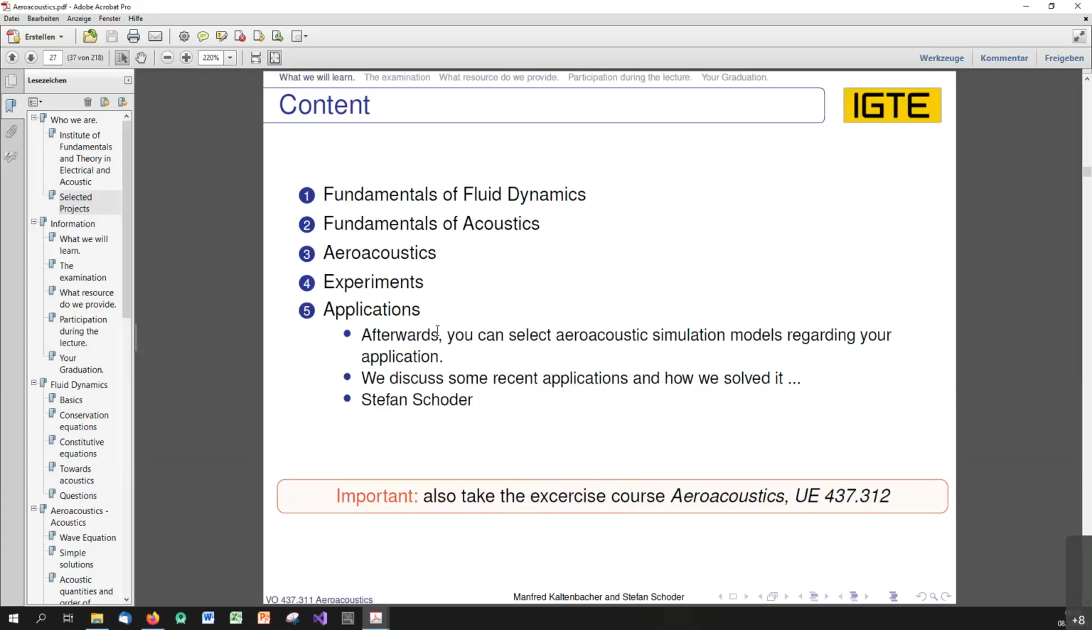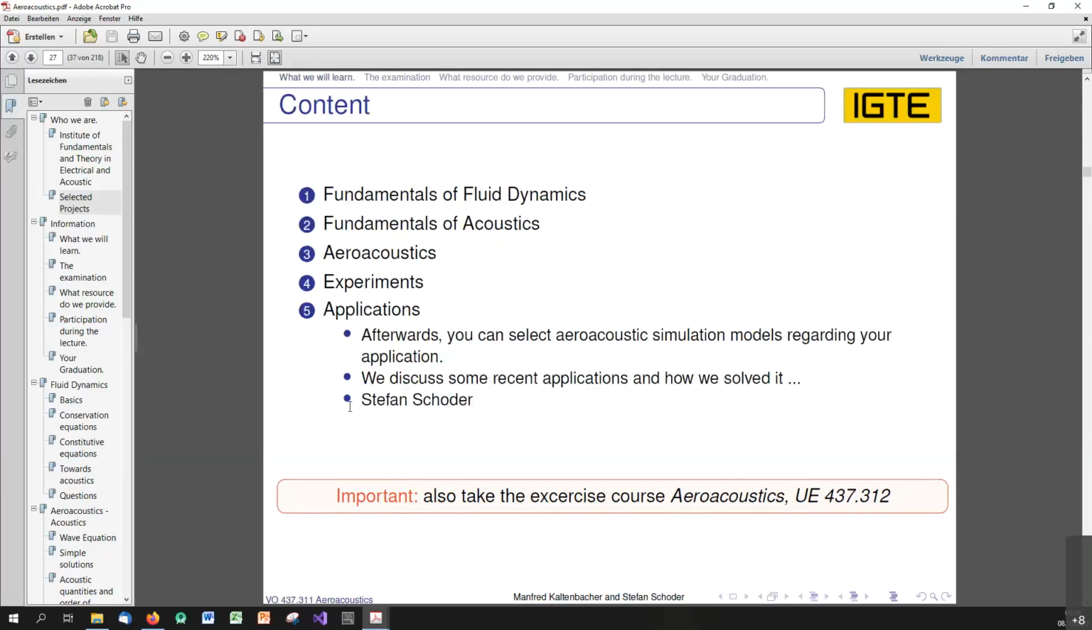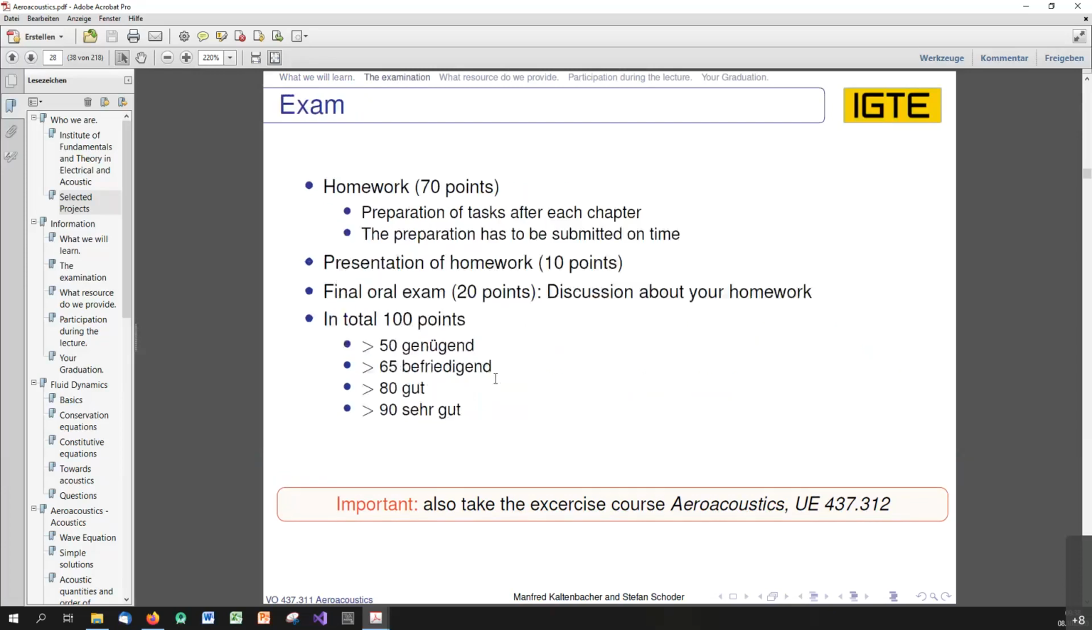Yeah, that's basically the content of the course. The exam of the... anything someone wants to add or discuss here? Okay, good. The homework or the exam will be split up into some homework parts.